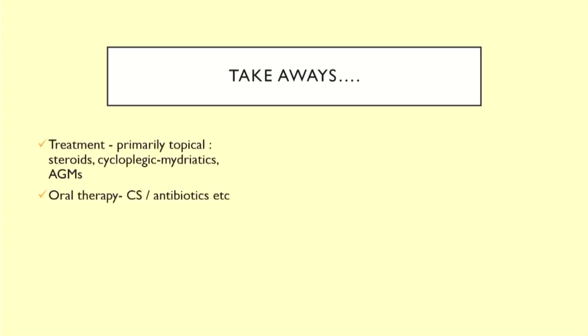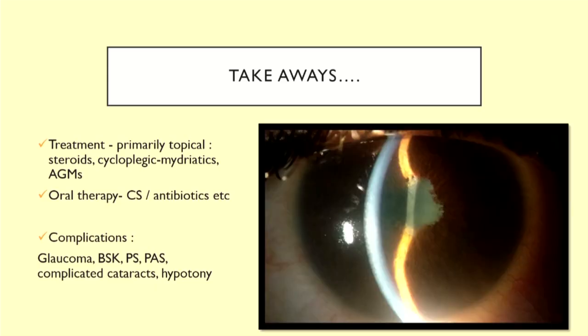Thorough history taking again is of the utmost importance. Treatment, you can treat topically most of the times. Rarely complications may develop in the form of glaucoma, band-shaped keratopathy. Patient may go on to develop iris bombé because of posterior synechiae, complicated cataracts. Hypotony is the most dreaded complication in a patient with anterior uveitis, especially in JIA-associated and HLA-B27 uveitis.